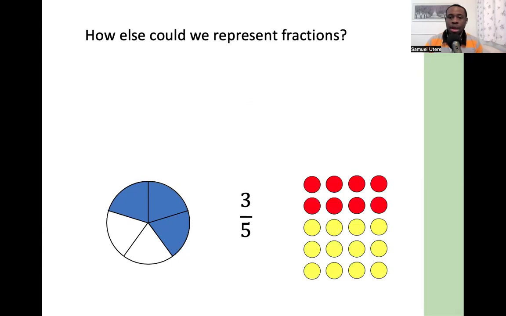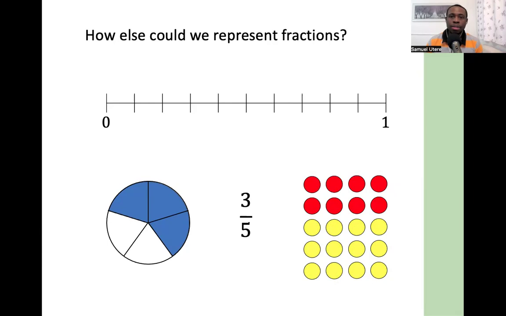We could also represent fractions as groups. So you could see here that we have 5 groups. Each group contains 4 circles. So we have that row, that row, that row, that row. So the yellow represents 3/5.